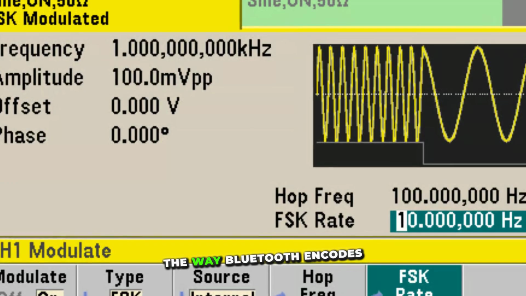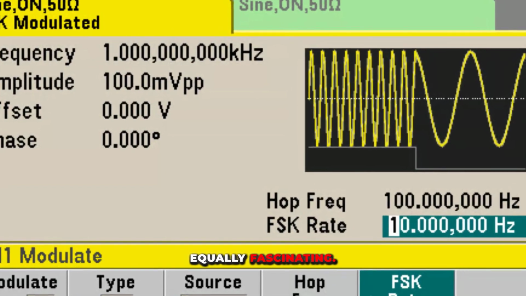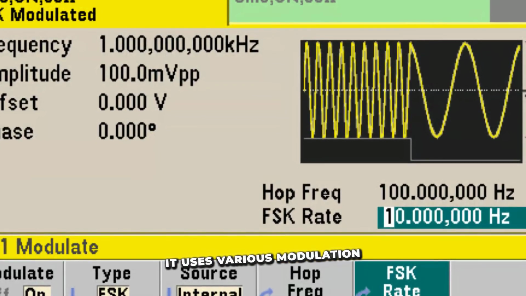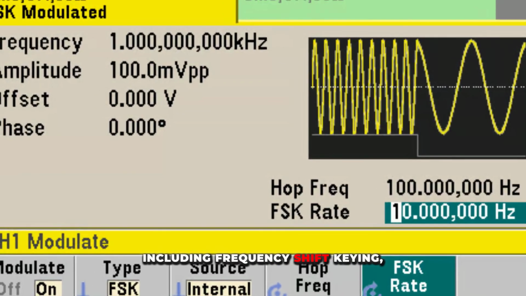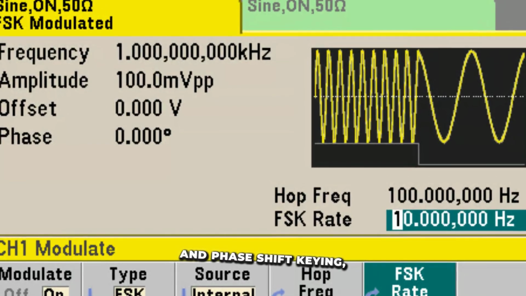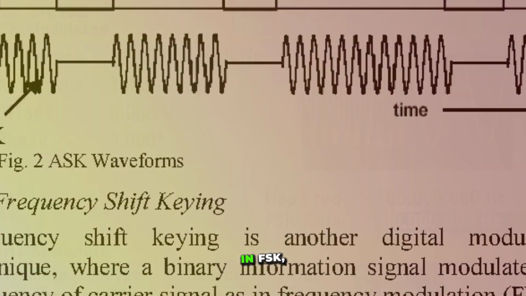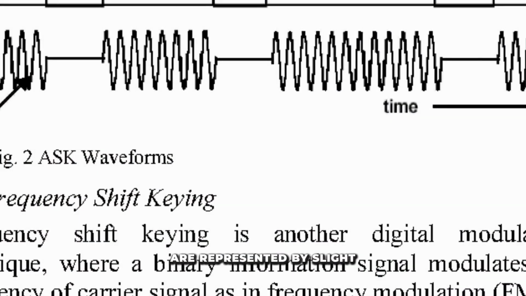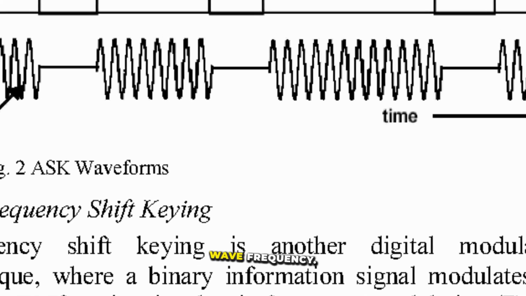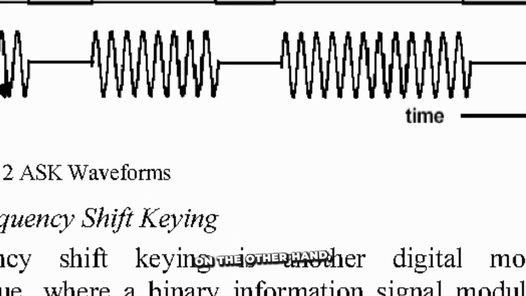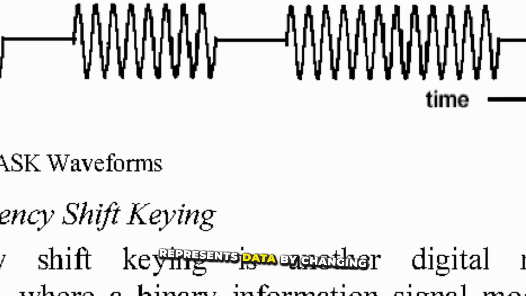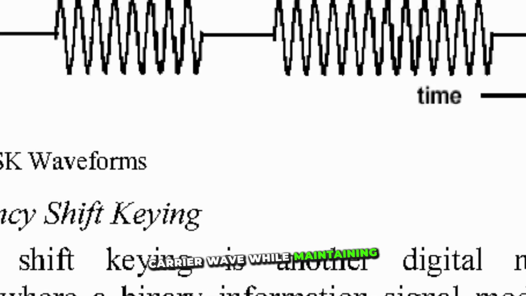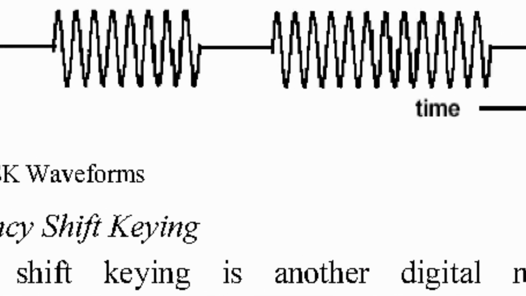The way Bluetooth encodes data for transmission is equally fascinating. It uses various modulation techniques, including frequency shift keying, FSK, and phase shift keying, PSK. In FSK, binary ones and zeros are represented by slight shifts in the carrier wave frequency. PSK, on the other hand, represents data by changing the phase of the carrier wave while maintaining a constant frequency.